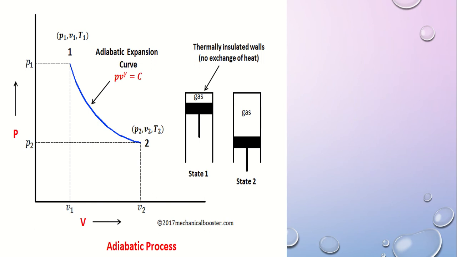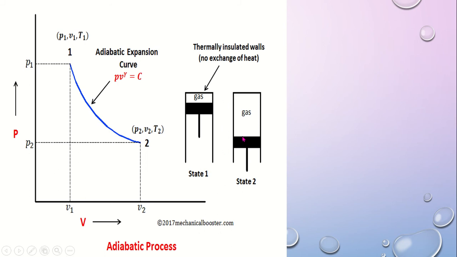Now I will show you the application of Boyle's law in the case of an adiabatic process. An adiabatic process, you know, is a process where there is no exchange of heat, and the gaseous substance is kept in a cylinder whose wall is thermally insulated. So here the exchange of heat is 0. That means del Q equal to 0.